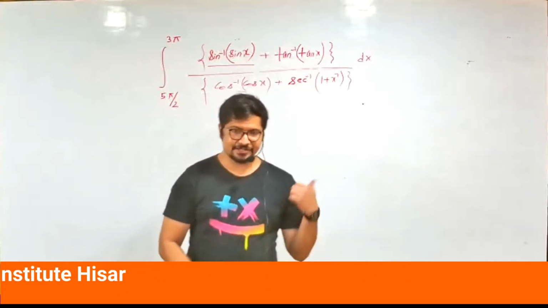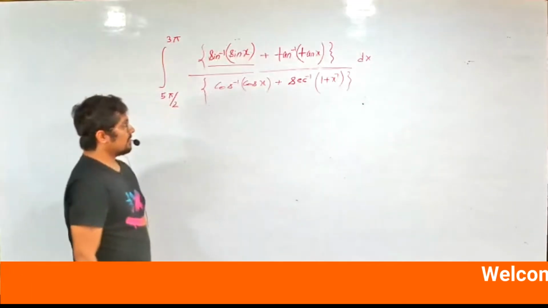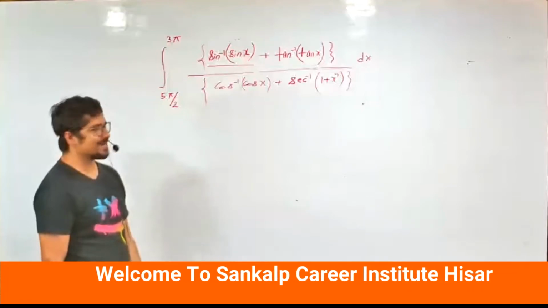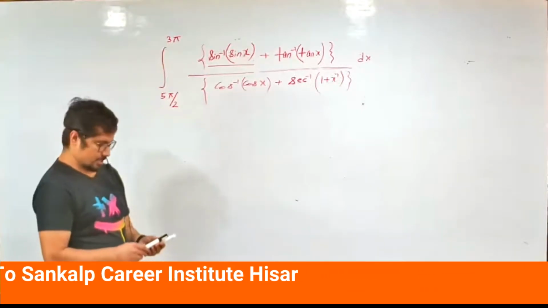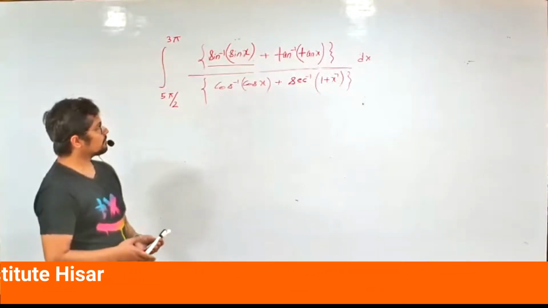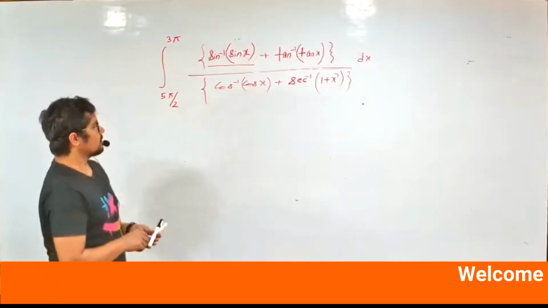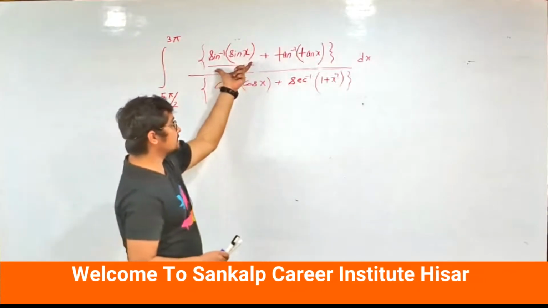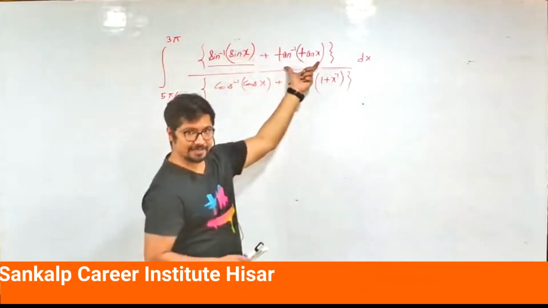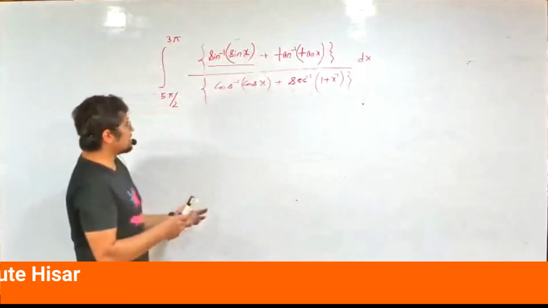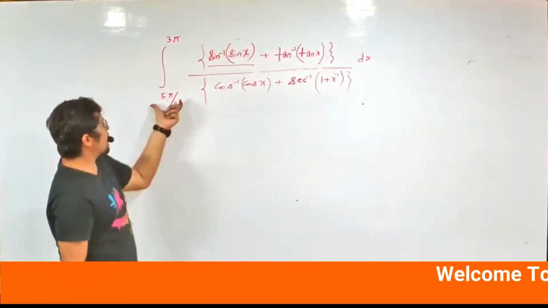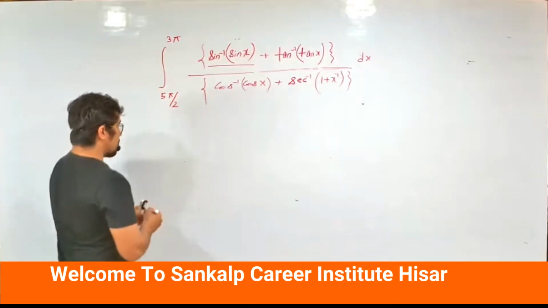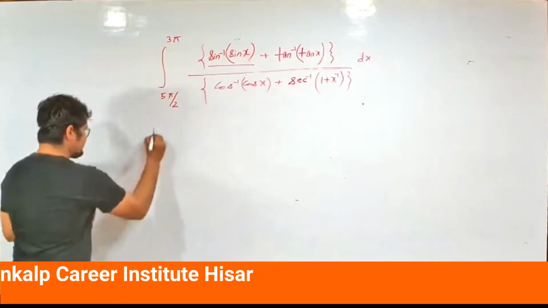So this is a new problem framed by me. As you can see, this is a combination of inverse trigonometry and a definite integral. So how can we proceed to solve this problem? Firstly, I would like to recommend drawing the graph of sine inverse sine x and tan inverse tan x so that we can analyze these two functions in the span of 5 pi by 2 to 3 pi, right? So let's draw the graph of sine inverse sine x.